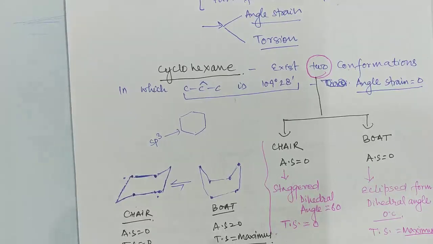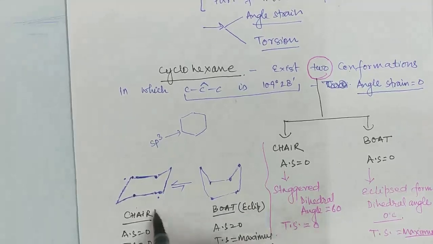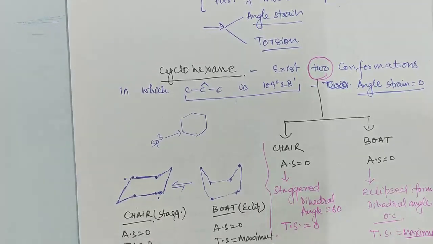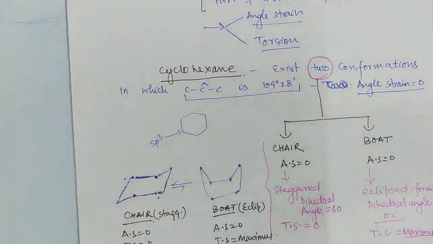So this is eclipsed and this is staggered, right? See, in these two structures, each carbon has two types of bonds.